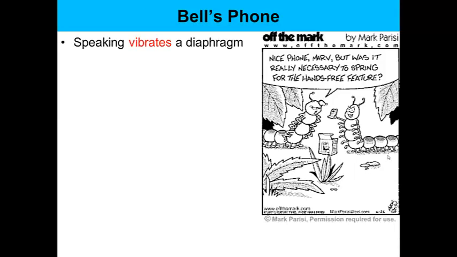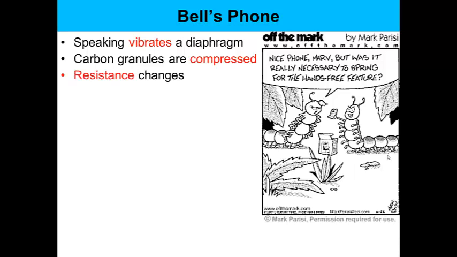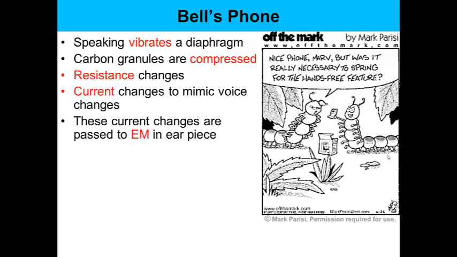How did it work? When you speak into a phone, a conventional phone, it vibrates a diaphragm. The carbon granules become compressed, and this compression changes the resistance. The current changes to mimic the voice changes.